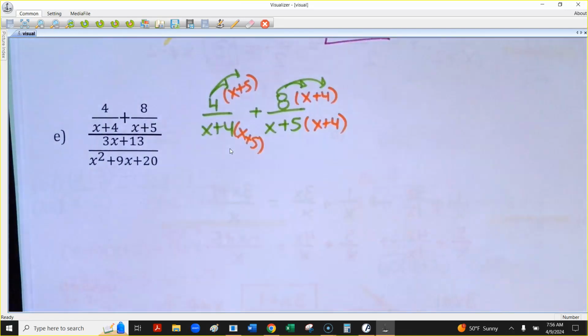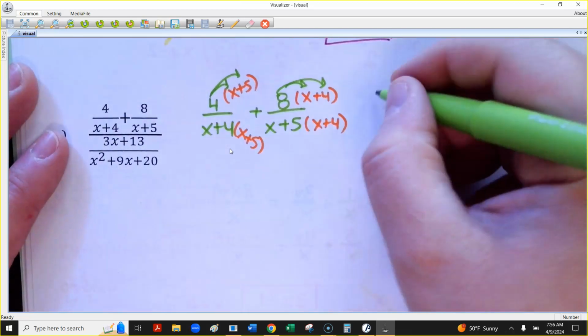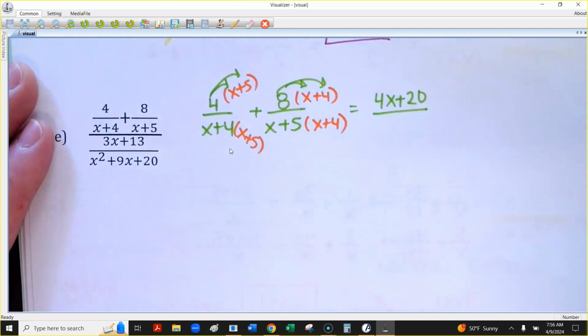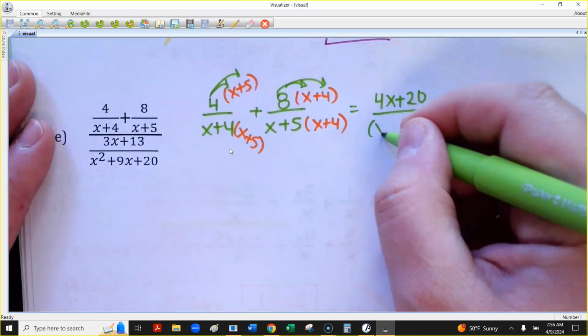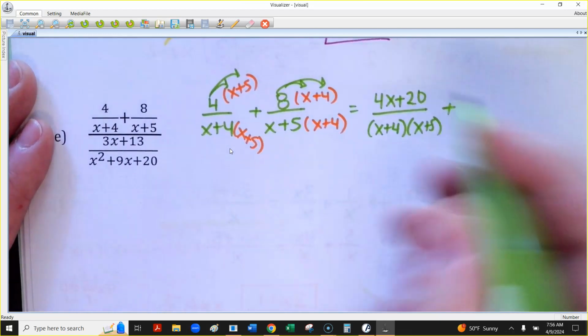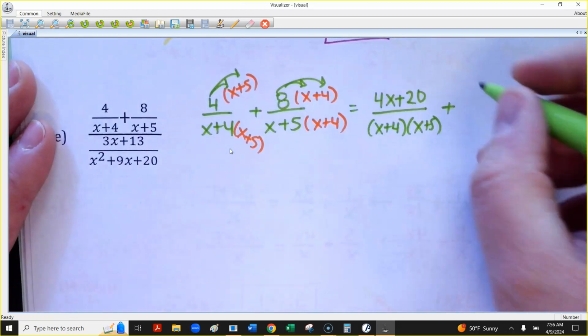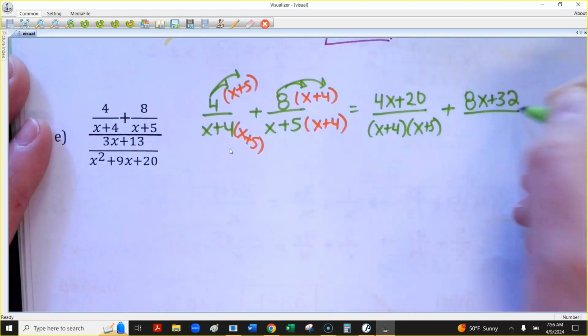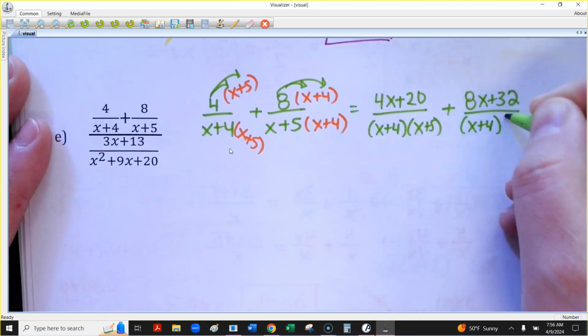Okay? So, on the top of that first fraction, we'd have 4x plus 20. Don't go back and factor it. x plus 4, x plus 5. And we're adding to that, so I'm going to multiply those two terms by 8. So we've got 8x plus 32, over x plus 4, x plus 5.